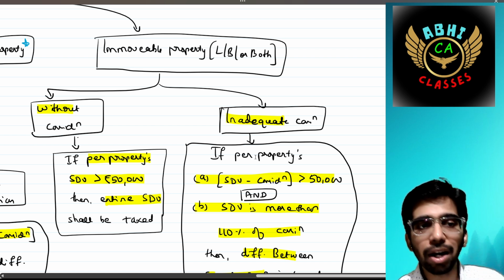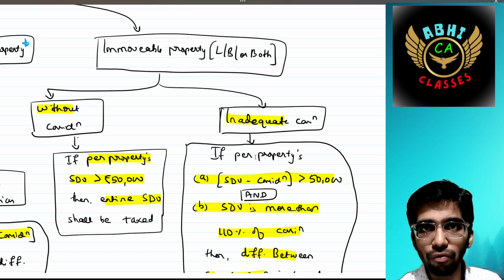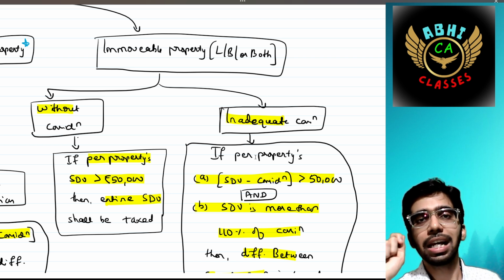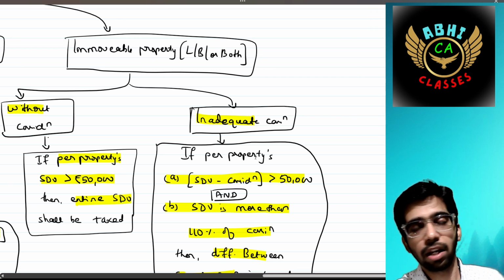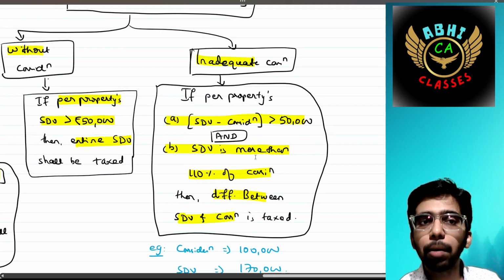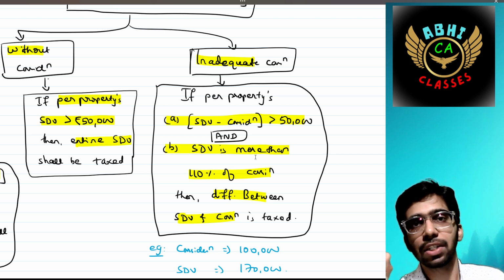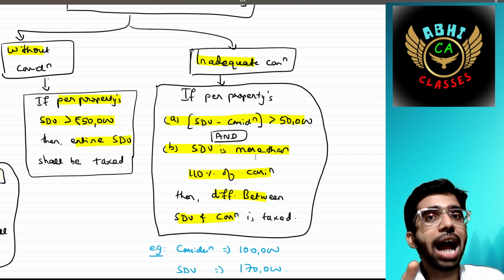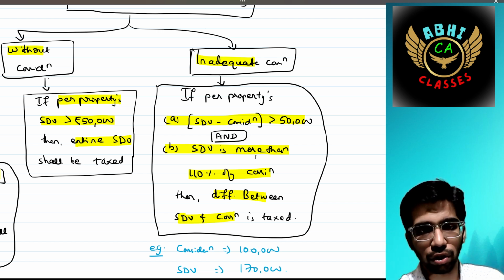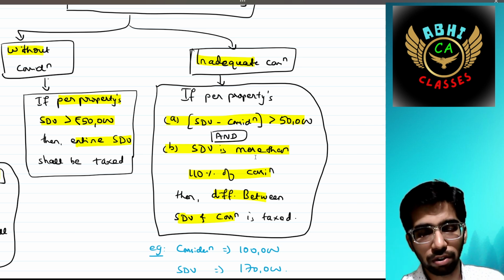Then if you have been provided with immovable property, let's say land or building, without consideration, then per property the SDV, that is stamp duty value, if it is more than 50,000, then the entire SDV shall be taxed. If the land or building is provided to you by way of gift for inadequate consideration, then per property both conditions should be satisfied. If per transaction SDV minus consideration is more than 50,000, and if SDV is more than 110% of actual consideration, the difference between SDV and consideration is to be taxed.